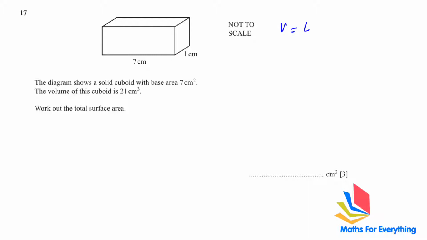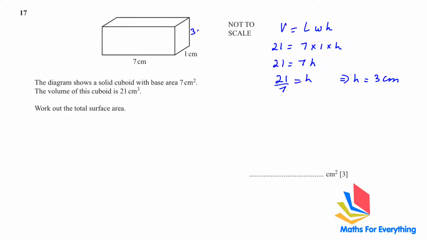Volume is equal to length times width times height. Volume is 21, length is 7, width is 1, and we need to find the height. So 21 is equal to 7h. This is a multiply, move to the other side, divide. So our height is 3 centimeters.